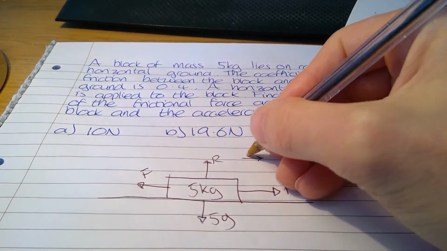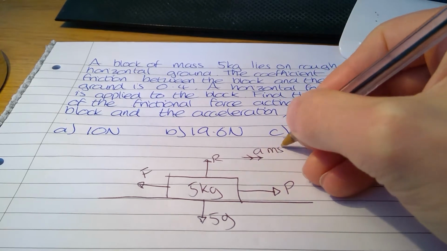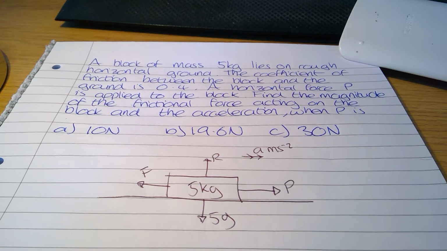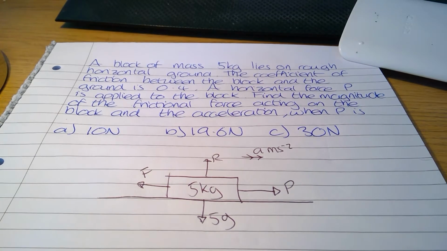Acceleration, if it's there at all, will be going in the direction we're pulling it in. It can't go opposite to it. Friction's not going to cause it to go backwards. If you think about what that would mean, when you try and pull something, it goes the opposite way. It doesn't really make any sense.